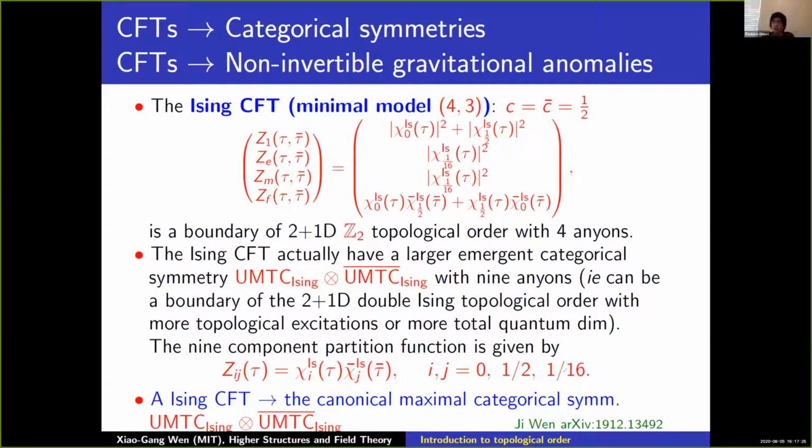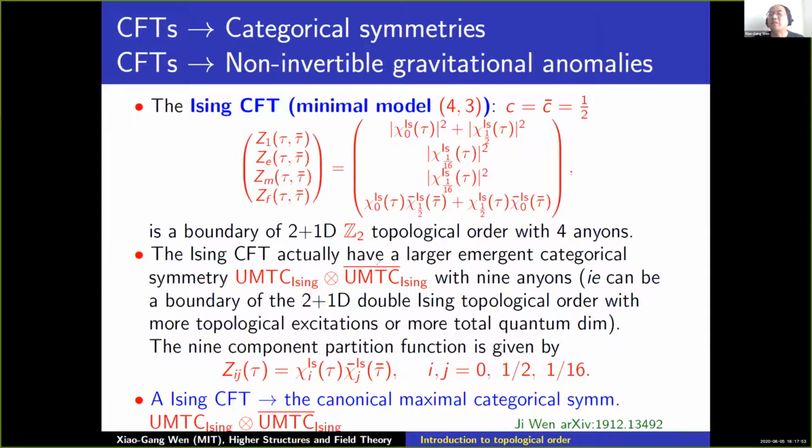Yeah, but you need to gauge. If you gauge this EM exchange, you get a double Ising model. After you gauge this EM exchange, you force it to be a symmetry. So that's another way to say that this double Ising model comes from the Z2 gauge theory after gauging the EM exchange symmetry.